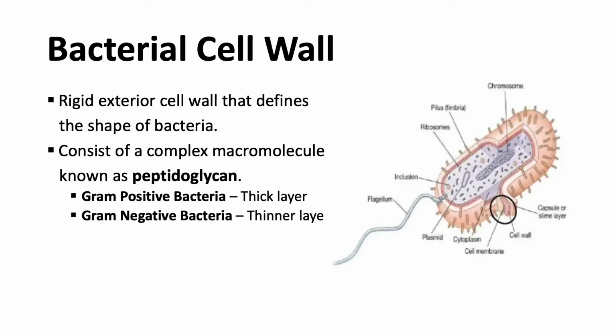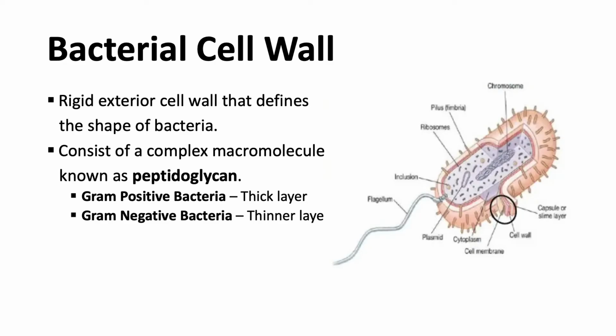Bacterial cell walls are a rigid exterior that defines the shape of the bacteria. They are chemically complex. They are made up of a complex macromolecular polymer known as peptidoglycan, also known as murein. Peptidoglycan is only found in bacteria. The thickness of the cell wall and the exact composition vary with the species of bacteria.